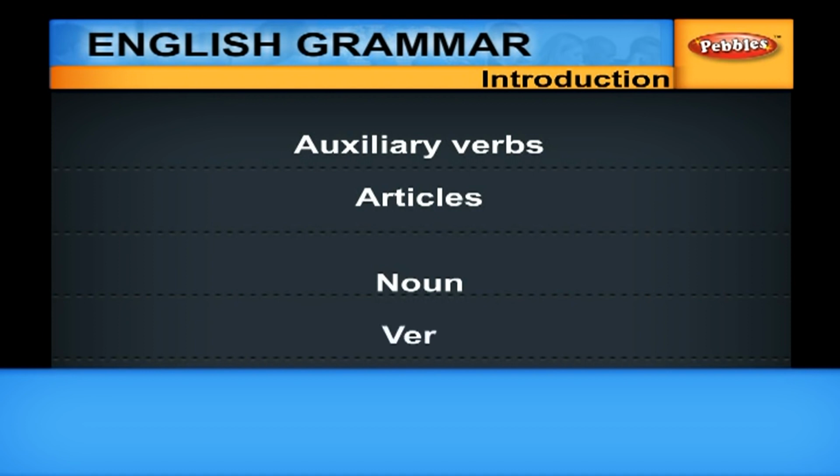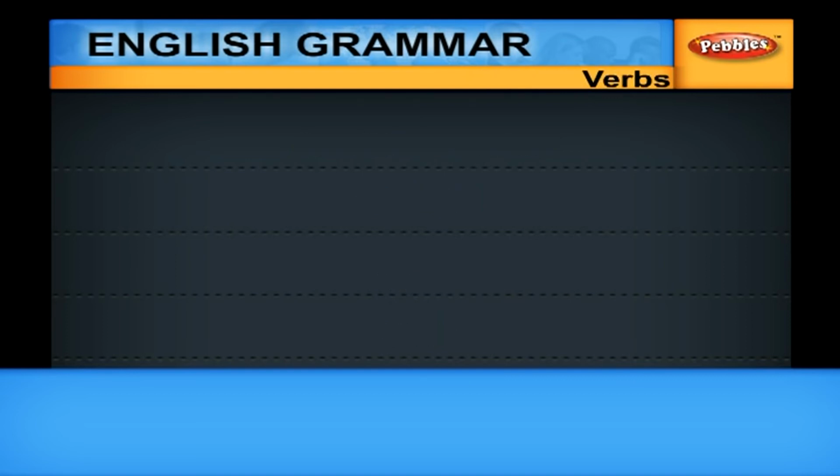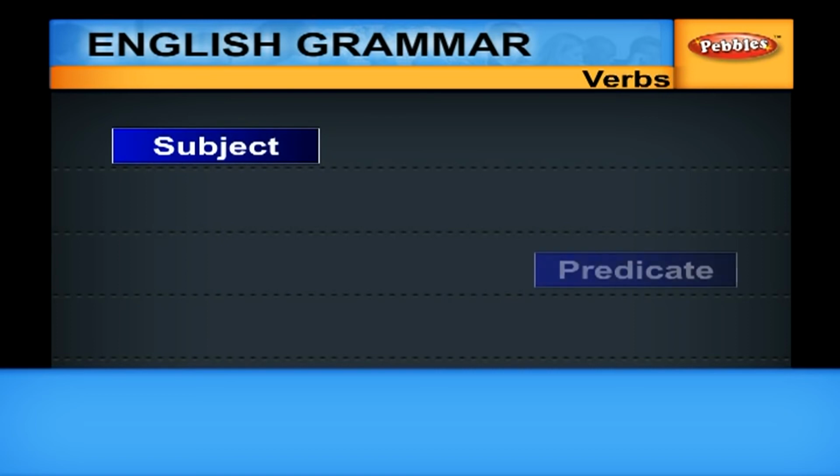Noun and verb are the 2 important components of a sentence. You know that a sentence must have a subject and a predicate. The important part of the predicate is the verb. You can't have a predicate without the verb.